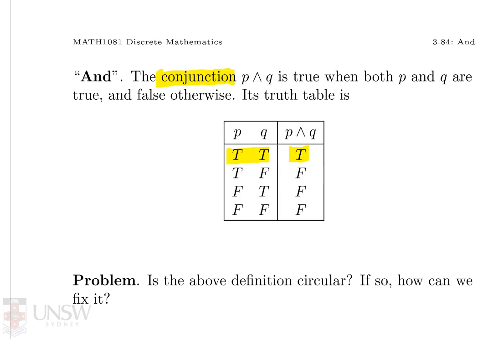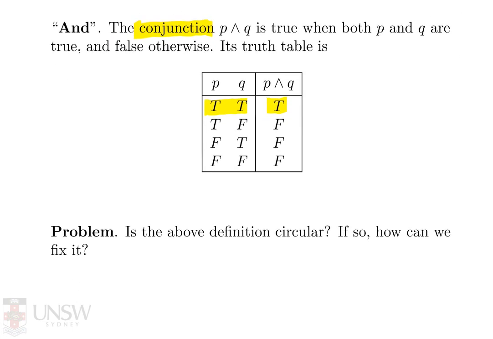Here's a bit of a question you might like to think about, especially if you're interested in the philosophical side of these things. Is the above definition circular? Because I'm defining and, what does my definition say? It says both P and Q are true. So to define and, I've used the word and. So is it circular? If so, how can we fix it? I'll leave that for people to ponder for yourselves.